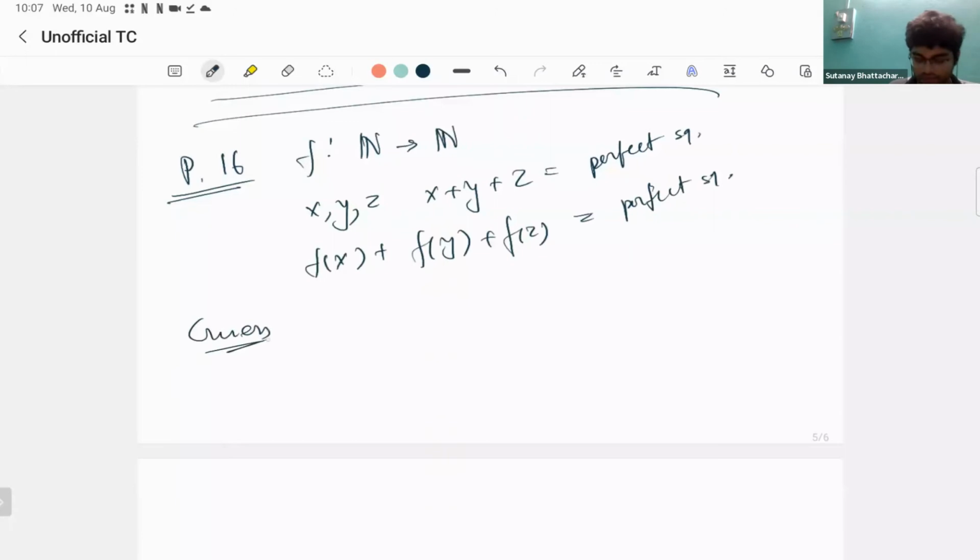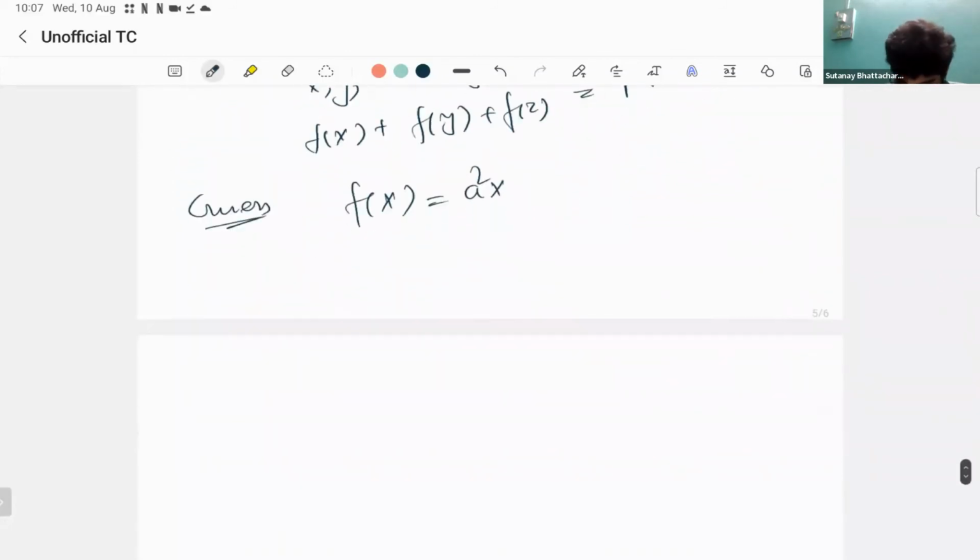So first of all, we can start by guessing the set of solutions. What do you think that would be? C square x. Yeah, this is a valid solution, and it sort of seems obvious that this has to be the only solution, right? Nothing else nice seems to work.